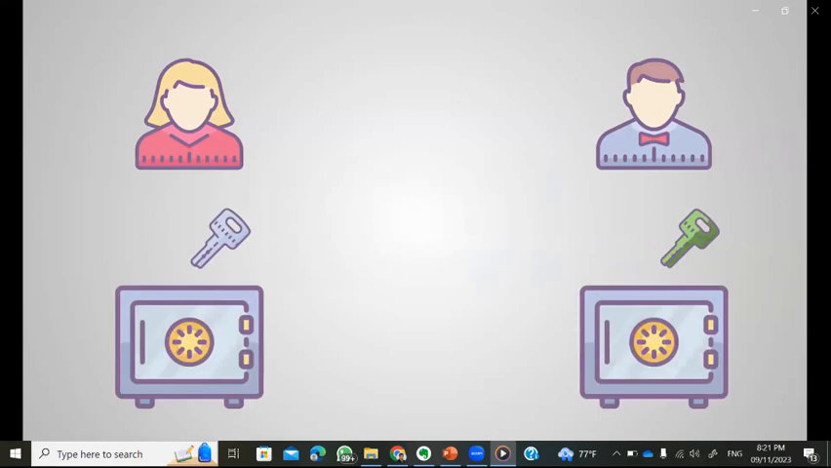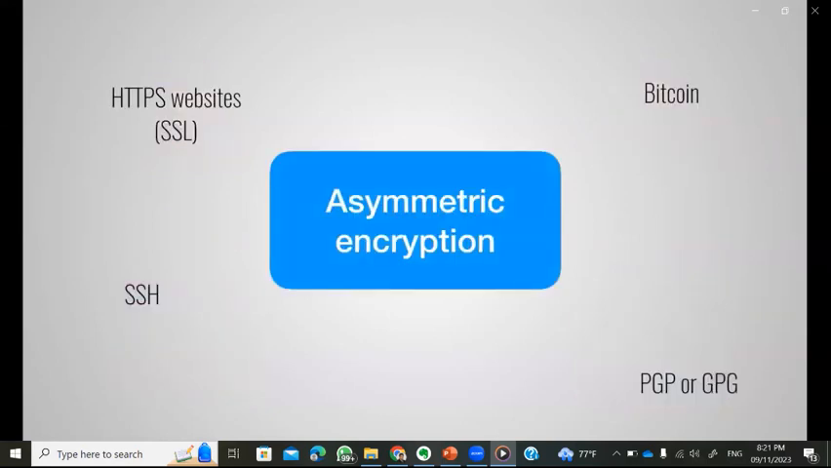protected. If an attacker steals Alice's private key, it can be used to decrypt all messages that are intended for Alice. However, the attacker cannot decrypt messages that were sent by Alice because that requires Bob's private key. Asymmetric encryption is used in a lot of places where security really matters.